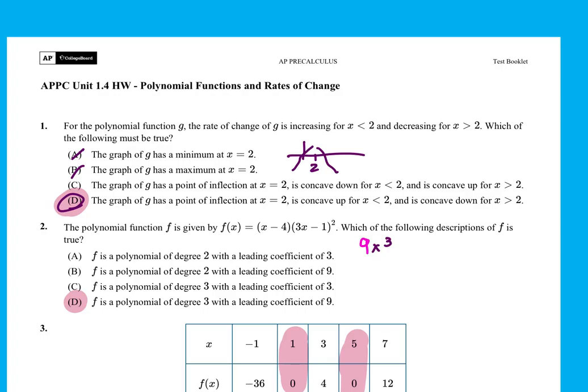All right, number 1 said for the polynomial function g, the rate of change of g is increasing for x less than 2 and decreasing for x greater than 2. Which of the following must be true? So I kind of just drew it. It was increasing up until 2 and then it decreased after 2. So it says that it has to have a max. It says it has the inflection point of x equals 2.